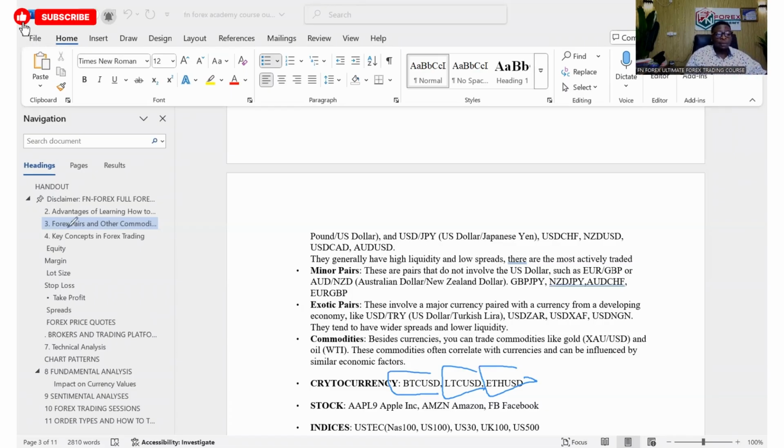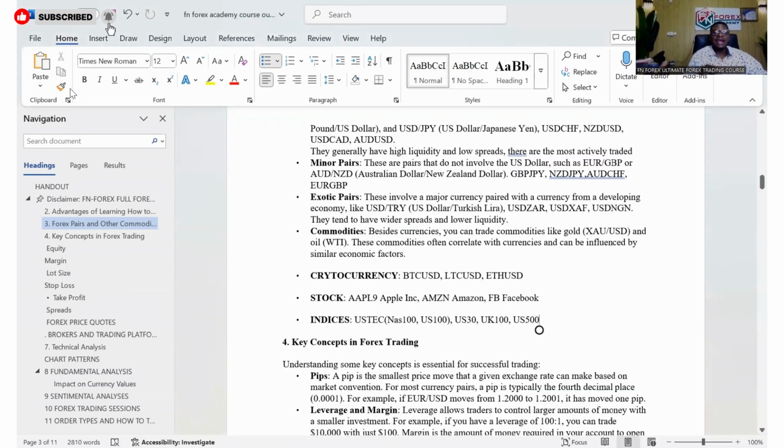So aside from that, we have indices. Now, these indices are mostly companies joined together, right? So we have indices. You see, I named a few of them here. We have US Tech. Another name for US Tech is NAS 100 or US 100. Most American traders turn to trade indices. We also have UK 100. We also have US 500. That's S&P 500, that's another name for it, right? These are all indices. You can decide which one you want to choose to trade.